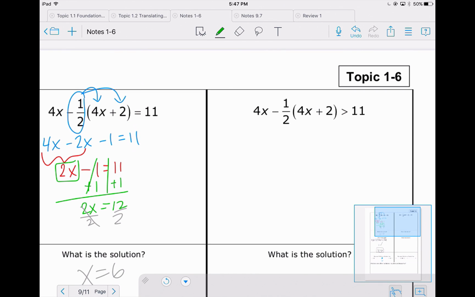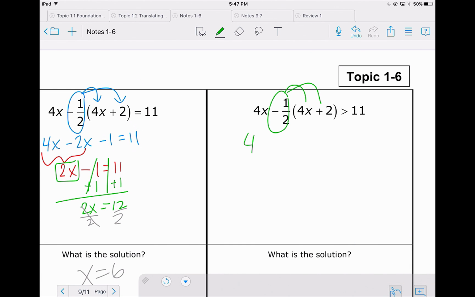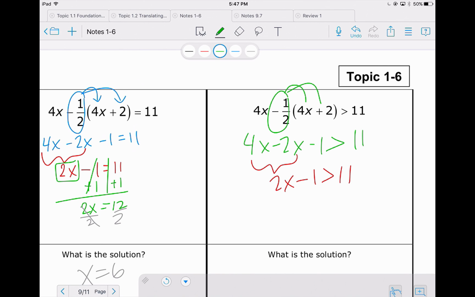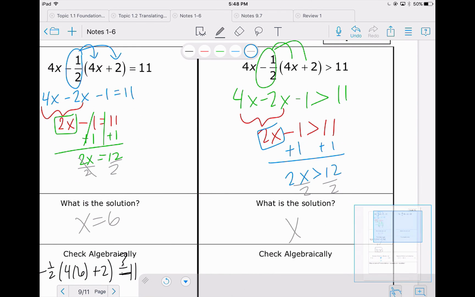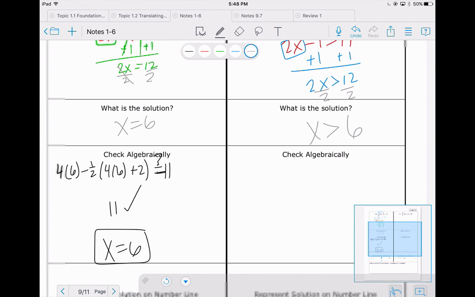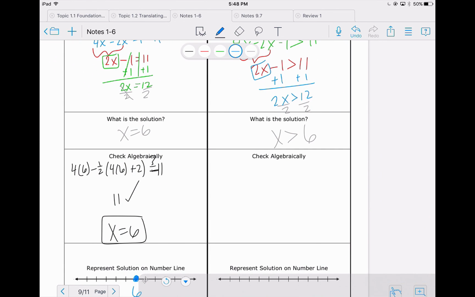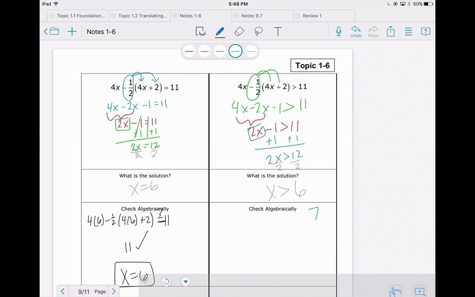On the left side, remember, we solve the exact same way. So 4x minus 2x minus 1. We just make sure we watch that sign. 2x minus 1. Add 1 to both sides. Divide by 2. So this time my solution is x is greater than 6. To check it algebraically, a number that is greater than 6 would be 7. So I could plug in 4 times 7 minus 1/2, 4 times 7 plus 2, and see, is it greater than 11?